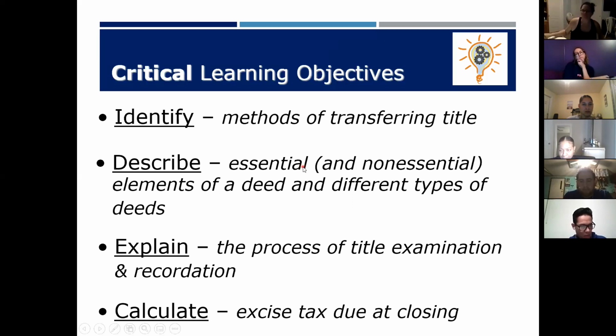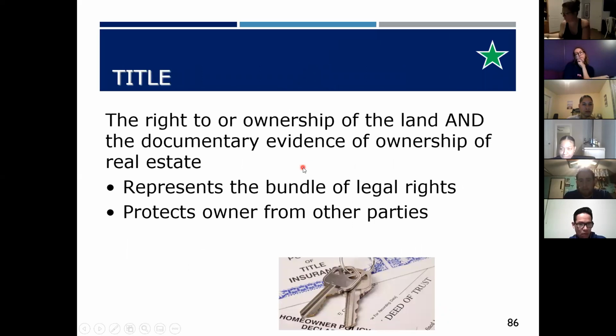So let's start Unit 15. We're talking about title and what title is. Title is the right of ownership. Title is the idea of ownership. The deed is the documentary evidence. The deed is the proof. You need something tangible to prove that you own this property.